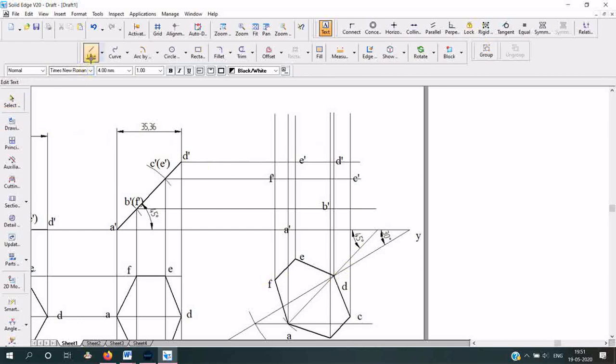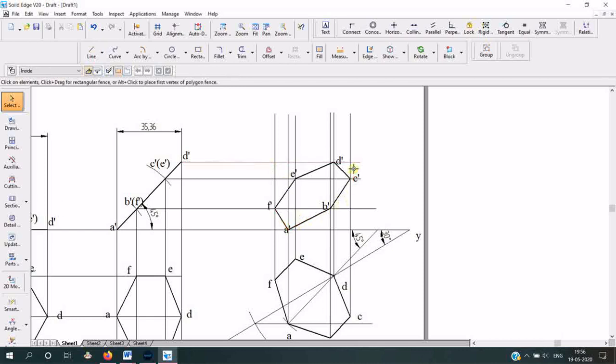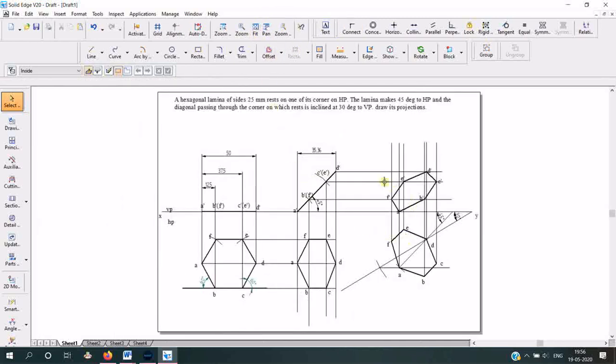So now construct the front view of the hexagon. Now join all the intersection points. So this is the front view of the third position. Now you can trim out all the extra projected lines by using the trim option. In manual construction you can use an eraser.